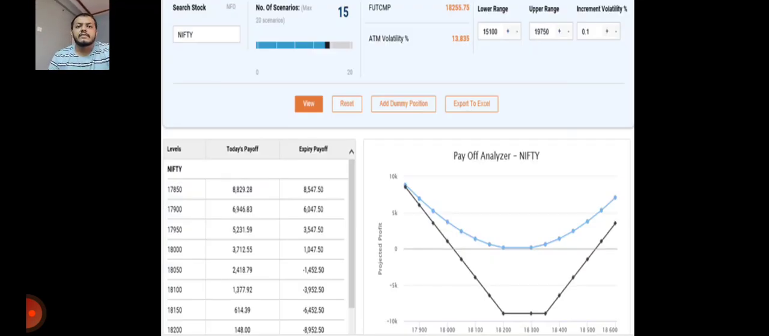Here we can see the Nifty's payoff and today's payoff. Nifty is 8500 and payoff is 8829, and in expiry payoff is 8547. And here we can see that Nifty is 8150 and today's payoff is 67439 and expiry payoff is minus 64552. Levels are 8000 and today's payoff is 1418 and expiry payoff is minus 8952.